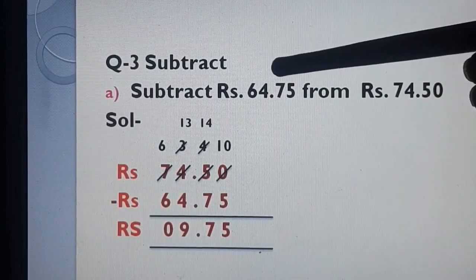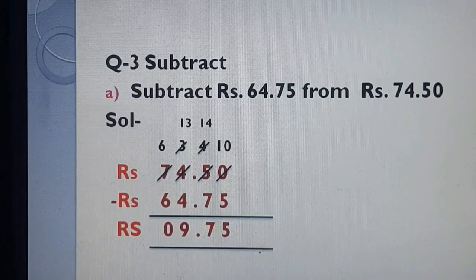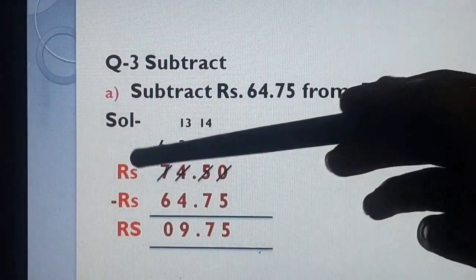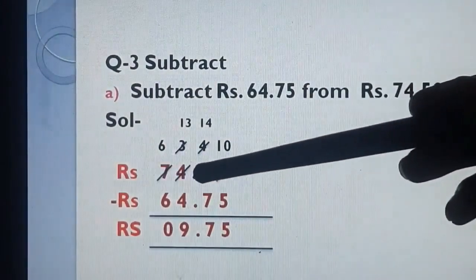Subtract rupees 64.75 from rupees 74.50. So in solution we will write down unit carefully. Rupees 74.50 minus rupees 64.75.